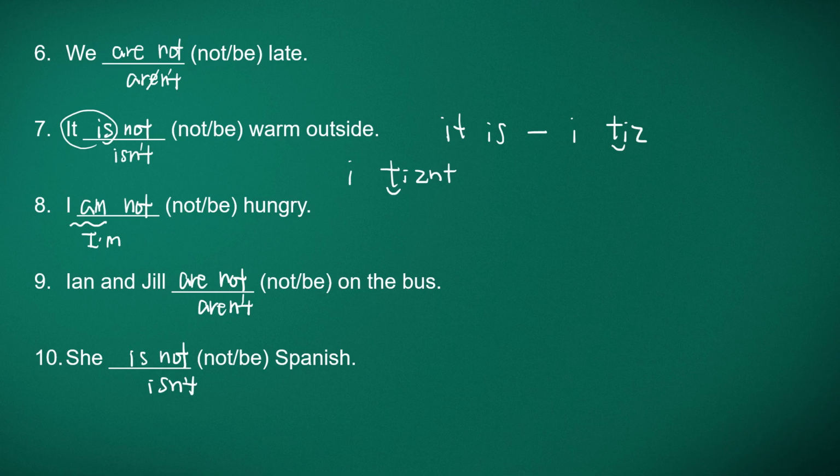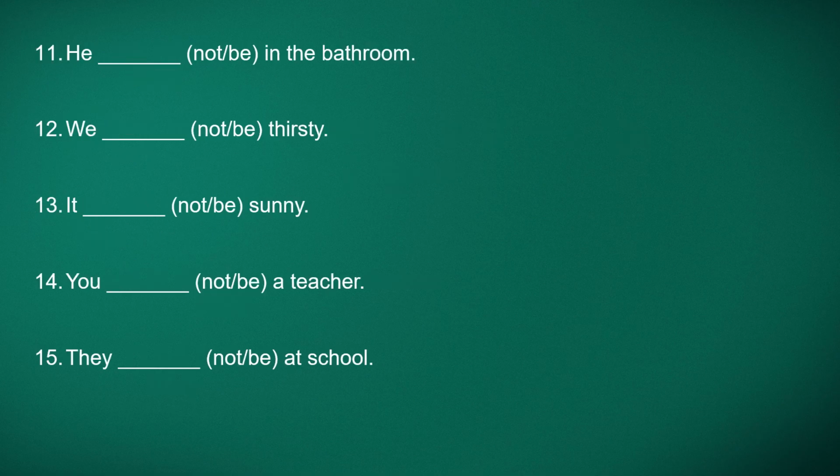One more time. We aren't late. It isn't warm outside. I'm not hungry. Yan and Jill aren't on the bus. She isn't Spanish. Number 11. He is, and then negative not. So he isn't in the bathroom.